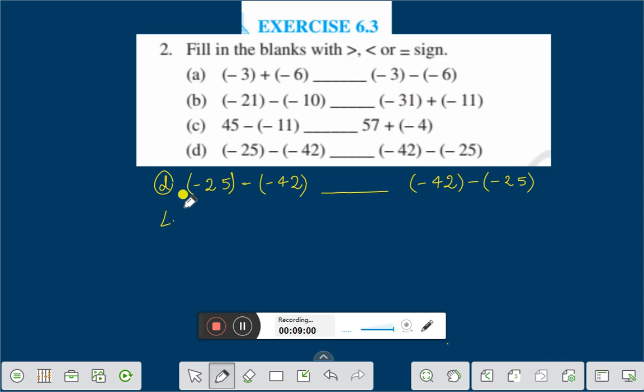First we'll solve left hand side. Left hand side is equal to minus 25, this is minus into minus is plus 42. Now one is plus, one is minus. That means you have to subtract the smaller number from the greater number. That is 42 minus 25. 7, 12. 2 plus 1, 3, 4. 17. Therefore, it is 17.